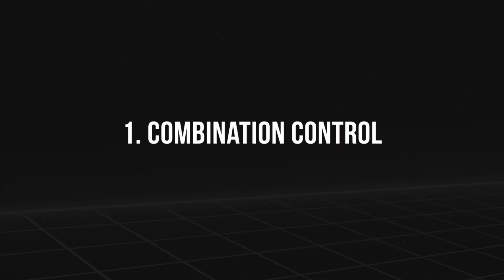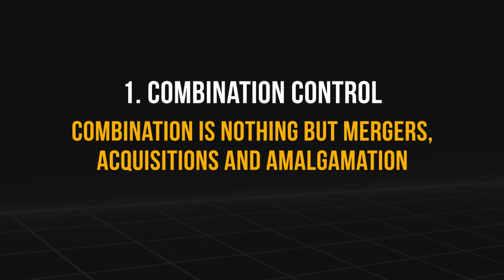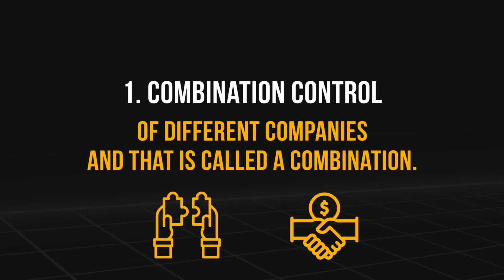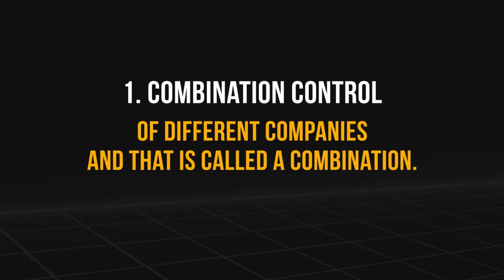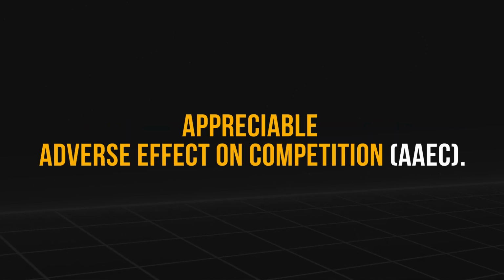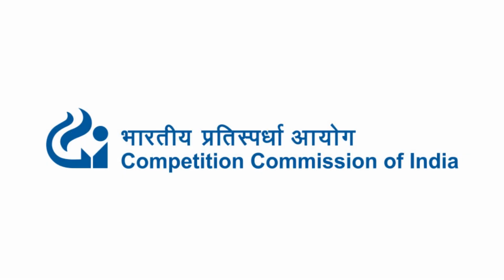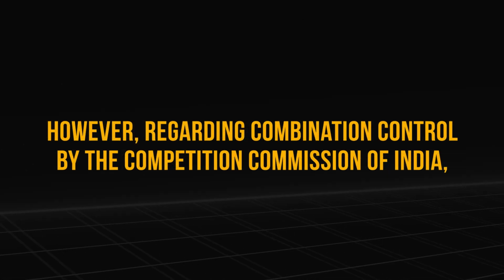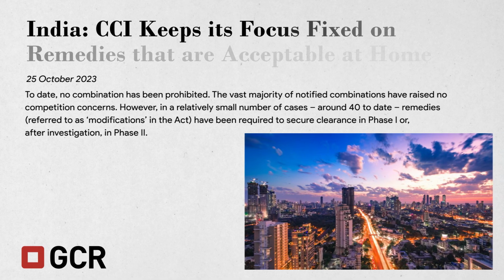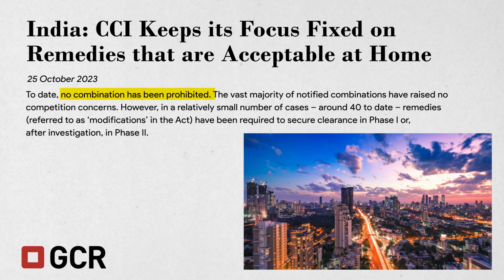First is combination control. Combination is nothing but mergers, acquisitions, and amalgamation of different companies, and that is called a combination. This combination could cause an appreciable adverse effect on competition. So any adverse effect on competition in India is regulated by the Competition Commission of India, which is the CCI. However, regarding combination control by the CCI, it has not rejected any combination till 2025 and has only requested for a change in about 3% of the combinations which have been proposed before it.